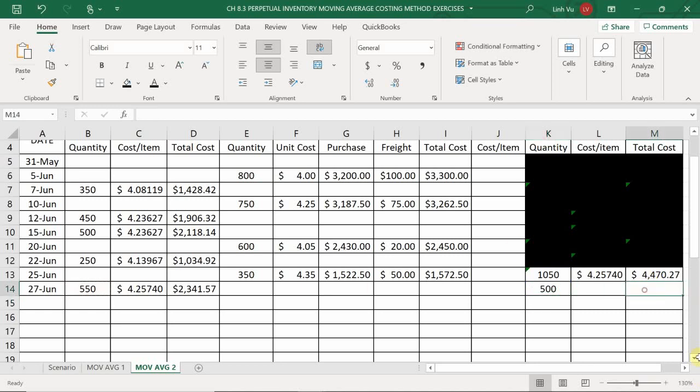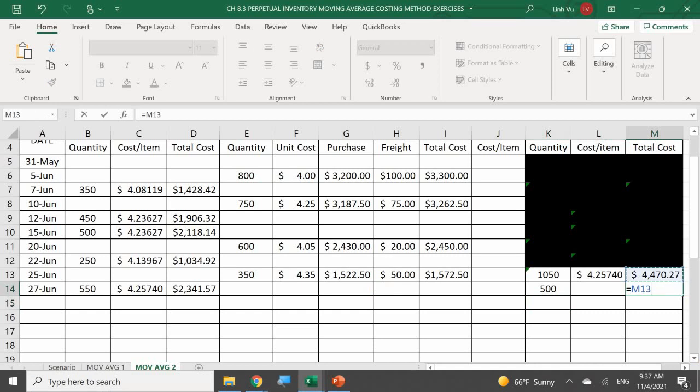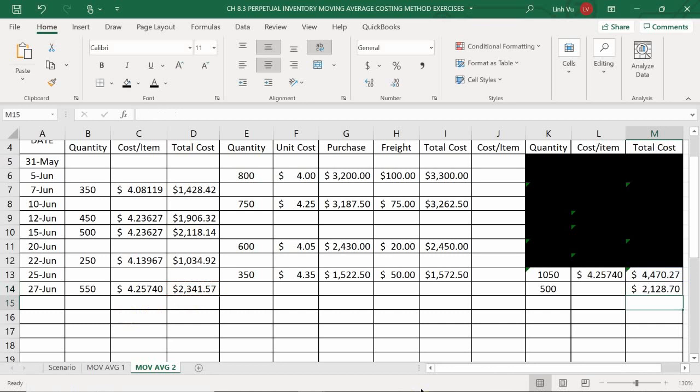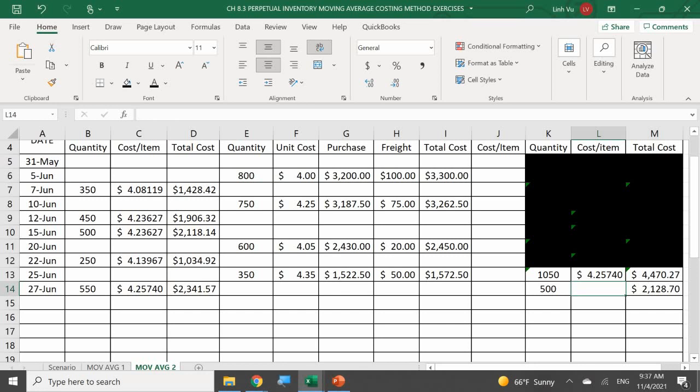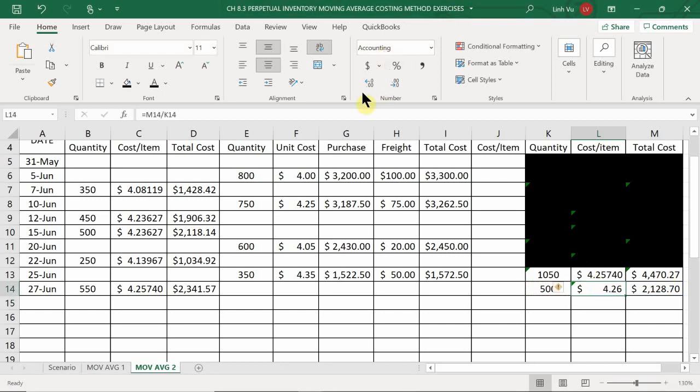Okay. You're going to also subtract out what you sold to give you a new total cost of $2,128.70 to now give you a new average cost per item, right? You're going to take your 2,128.20, or sorry, 70, divide it by my 500 units to get a new total average cost per item to be 4.25740. So this one stayed the same.